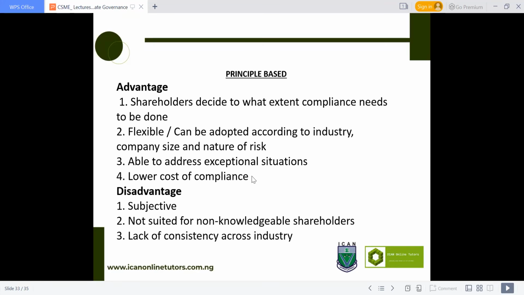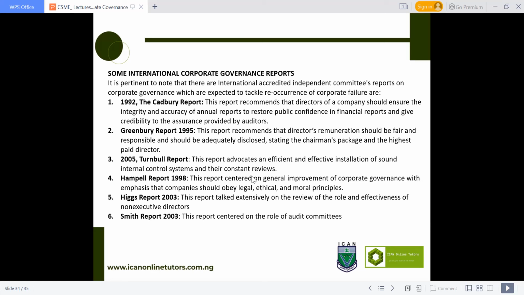So we also have the principle-based approach as well. What's the advantage? When we say principle-based, there is no set of rules given that, company, you have to do this, you have to do that. So it is a comply or explain principle, meaning that if you do not comply, you have to tell us the reason why you do so. What's the advantage, what's the disadvantage as well.